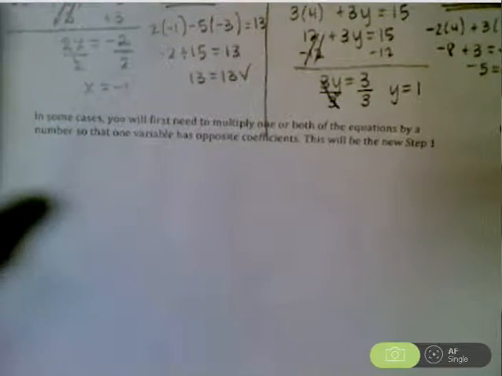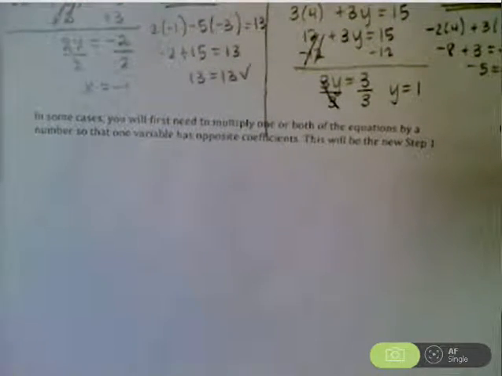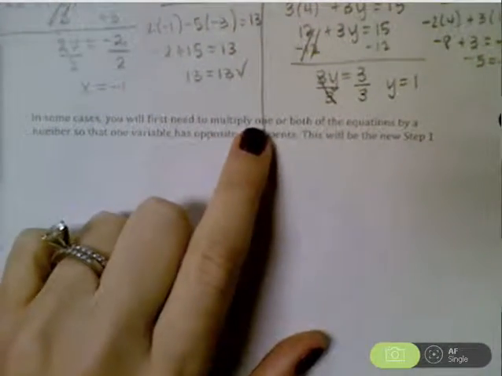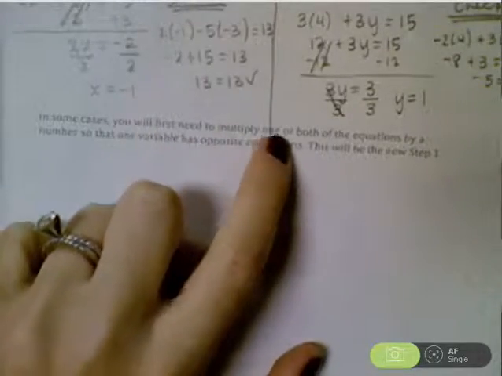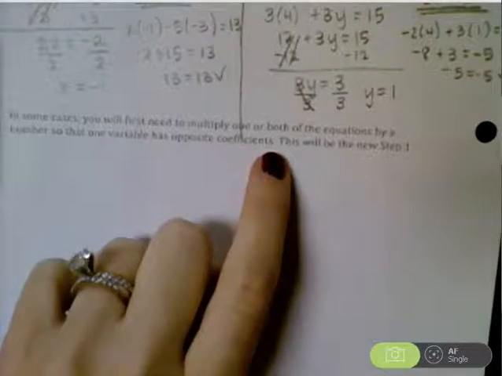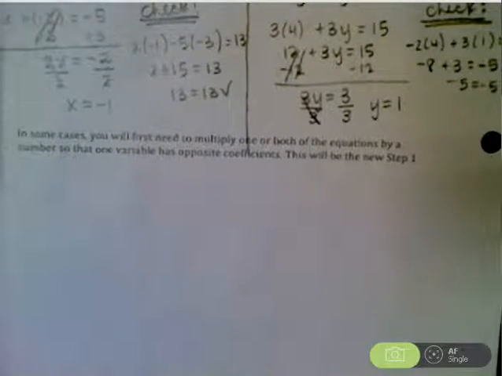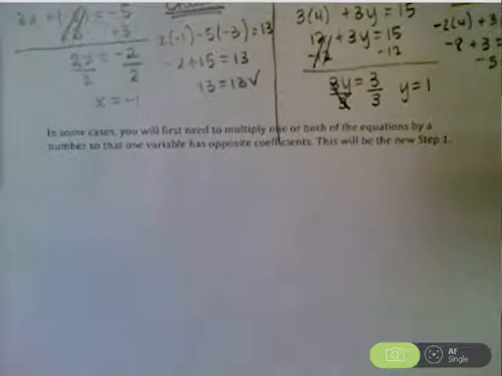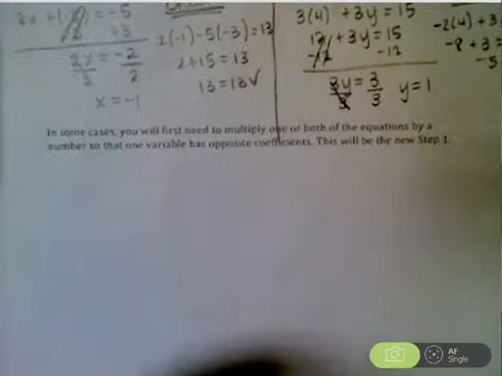There's one other type of elimination problem you'll see. It says in some cases you will first need to multiply one or both of the equations by a number so that one variable has opposite coefficients. This will be the new step 1. So in some cases, you will not be given either an opposite term or a same term.